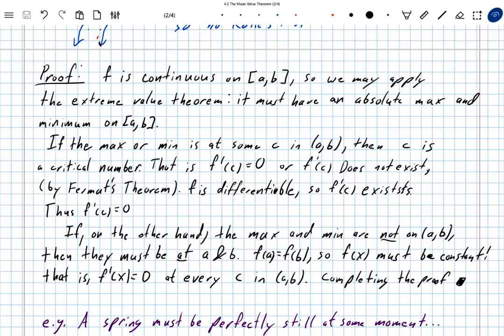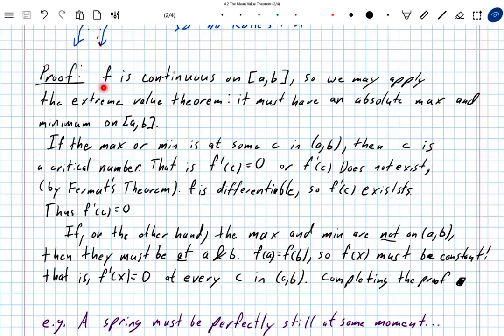And the idea here is we want to show that there's a derivative of 0 somewhere. And I think to myself, where does that happen? Oh yeah, it happens at local maximums and minimums. So maybe I can show that one of those exists. And that's how this proof goes.